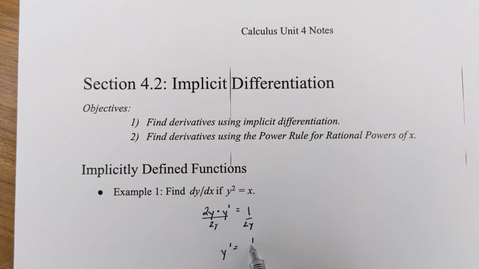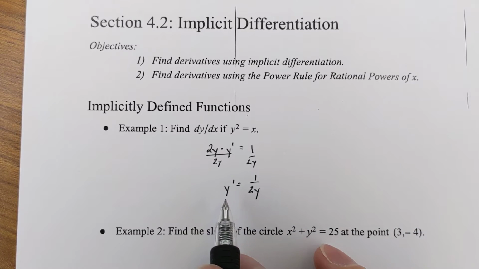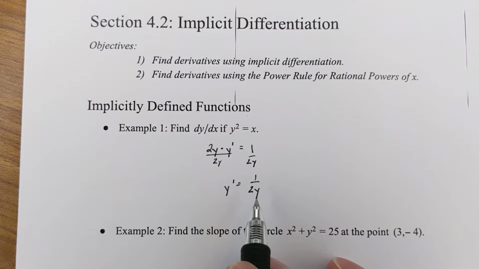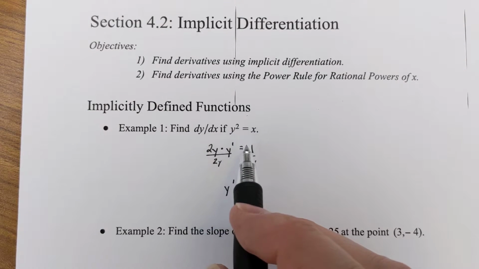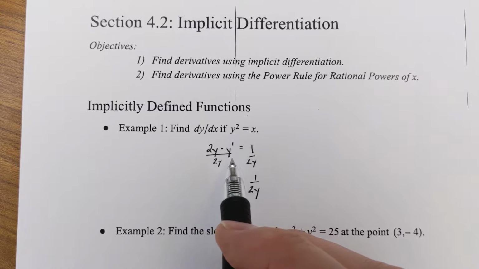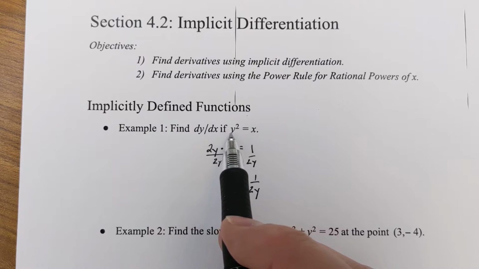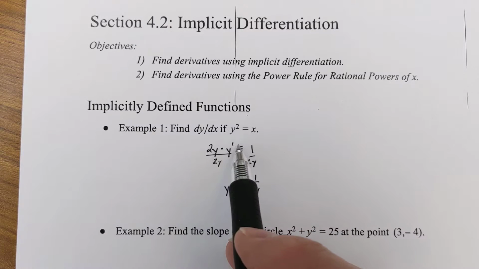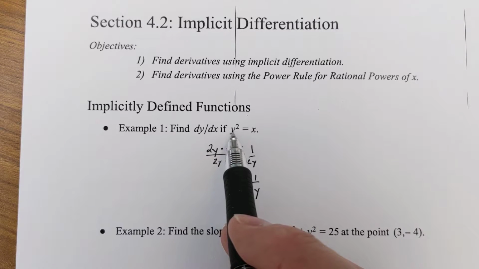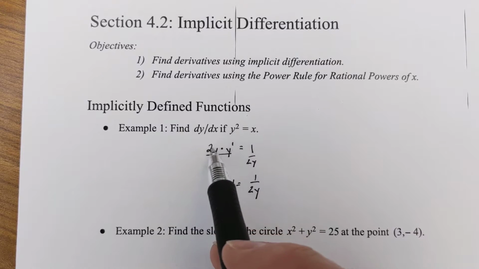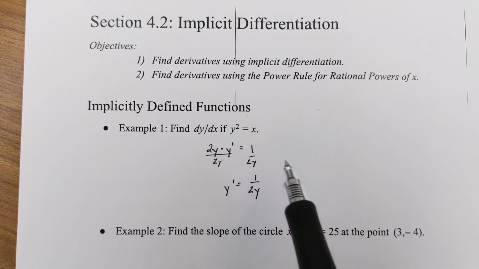So y prime is 1 over 2y, which means in this case, the slope of this tangent line is defined by the value of y, not necessarily the value of x. This essentially acts like a chain rule, even though it's hidden. The outside is the squared, so 2 comes outside, leave the inside alone, the y, and then multiply by the derivative of the inside, which is the y prime. So this is actually a chain rule step in terms of y.